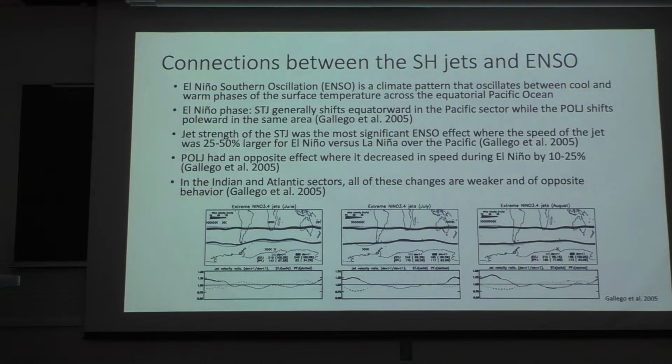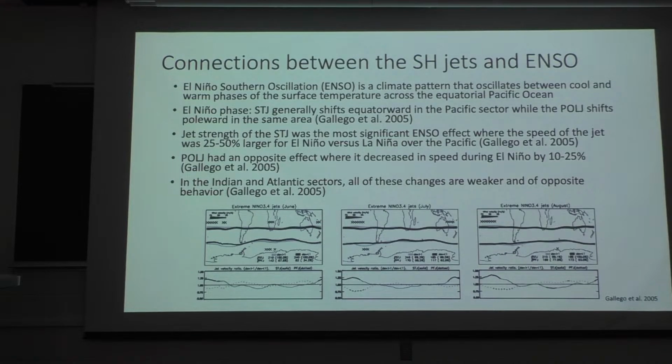Now for some connections to ENSO, the El Nino Southern Oscillation. ENSO is a climate pattern that oscillates between cool and warm phases of the surface temperatures across the equatorial Pacific Ocean. The El Nino phase for the subtropical jet generally has an equatorward shift in the Pacific sector, while the polar jet stream shifts poleward in that same area.